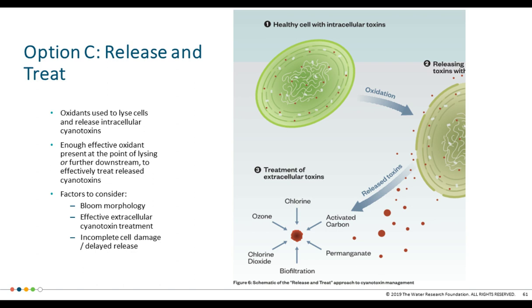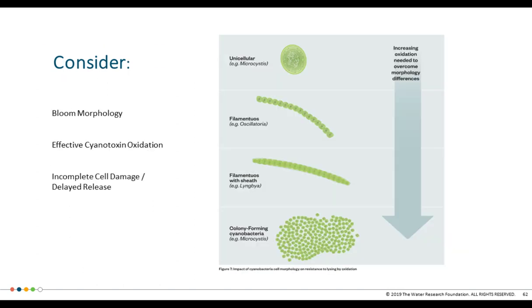But we talked about the effectiveness of the oxidants used to lyse the cells, and making sure that there's enough around to take care of any released cyanotoxins. And then we got into factors to consider, which are very important to this treatment option, including bloom morphology, understanding effective extracellular cyanotoxin treatment, and then talking about this concept that Katie just spoke about, which was the incomplete cell damage and delayed release.